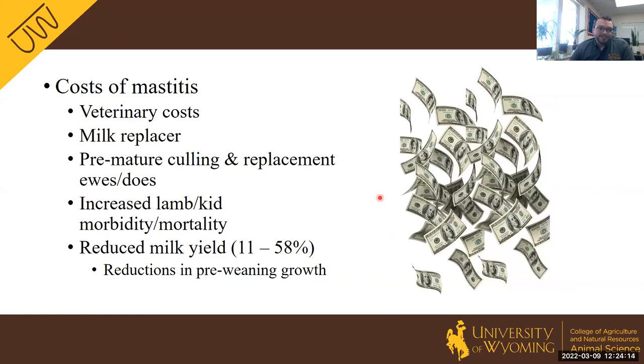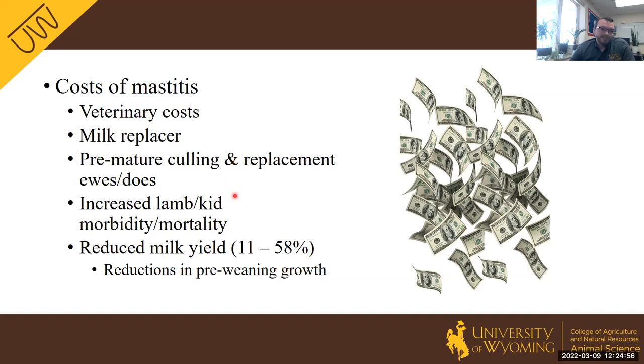And there are many costs associated with mastitis, both clinical mastitis and subclinical mastitis. The first few costs are more prevalent in clinical mastitis. So we have veterinary costs when we treat our infected females, milk replacer, especially clinically infected ewes or does, they might actually dry up. So then we're gonna bum or orphan their lambs or kids and have to purchase milk replacer. And if they develop clinical mastitis, we're often going to have premature culling. We would have liked to have them another few lactations, but because of this clinical mastitis, we're going to cull them. So then we have increased costs associated with replacement ewes or does.